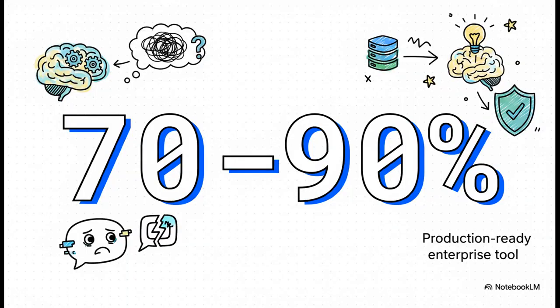70 to 90%. Just let that sink in for a second. That is the massive reduction in AI hallucination rates you can actually achieve when you move away from standard out-of-the-box large language models and implement RAG. Look, if you've ever watched a chatbot confidently invent a totally fake feature for your product, you know that hallucinations are an absolute product killer. This number right here literally represents the difference between a clunky prototype and a highly reliable production-ready enterprise tool.